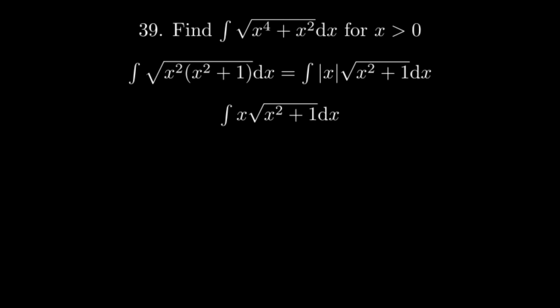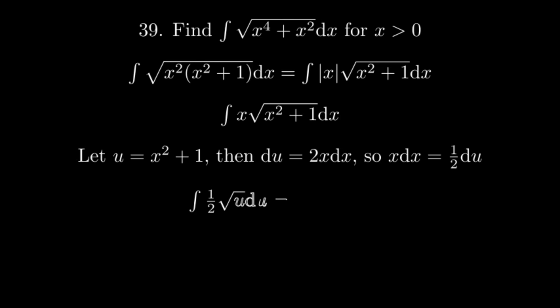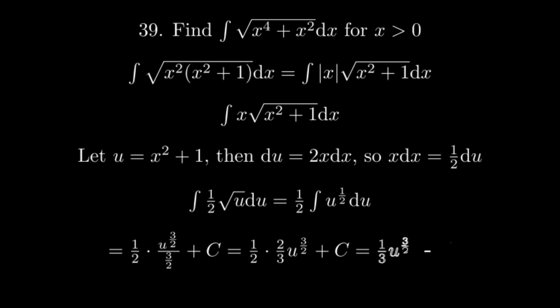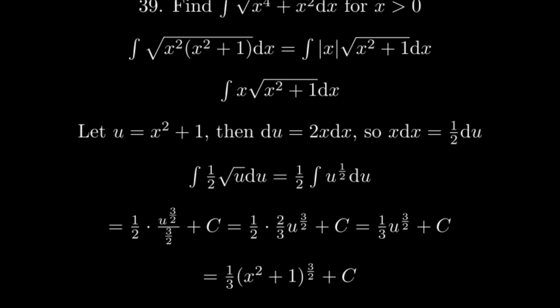Now we can use u substitution. Let u equals x squared plus 1. Substituting these into the integral, integrating with respect to u. Finally, substitute back u equals x squared plus 1. So the result is 1/3 times the quantity x squared plus 1 to the power of 3/2 plus c.